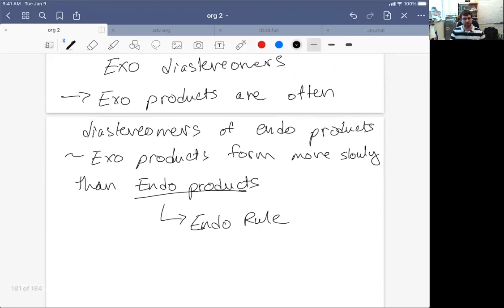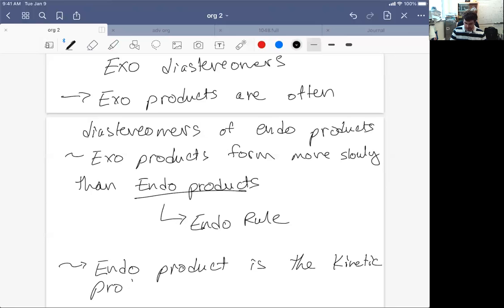If you recall, when we're studying chemical reactions, we think about thermodynamics, which is the relative stability of two things, how close you are with a bowling ball on the shelf or the floor, versus kinetics, which is how fast the reaction is going. So what I want to emphasize here is that when we're talking about an endo product versus an exo product, we would say the endo product is the kinetic product.